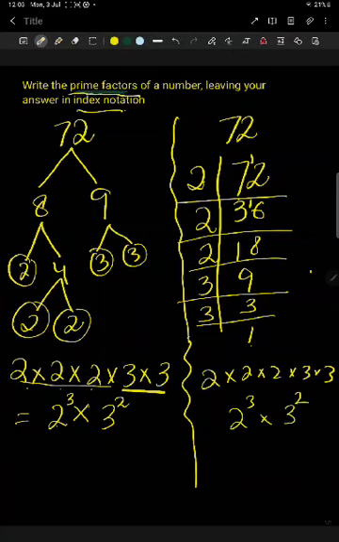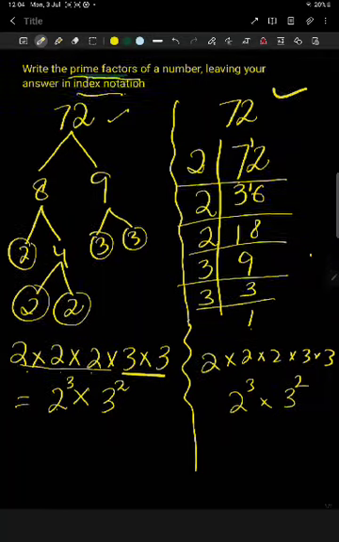So the answer is the same in both cases, in both ways. Either I can choose this method or this one, either the tree method or the division method. In both ways, the answer will be the same. Now let's try another example.